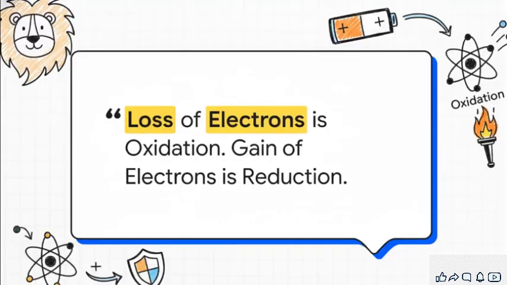No way. And hey, if you're ever trying to remember which is which, don't worry. Chemistry's got your back with a super classic mnemonic. LEO the lion says GER. Loss of electrons is oxidation. Gain of electrons is reduction. Seriously, this one's a lifesaver.